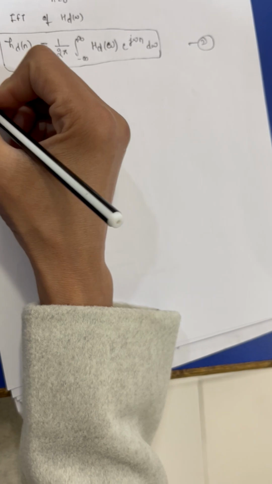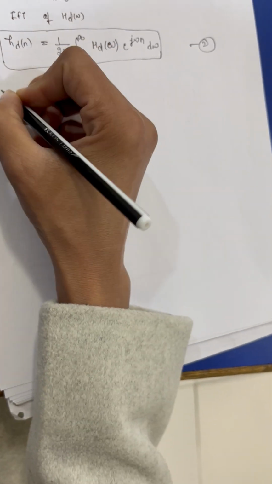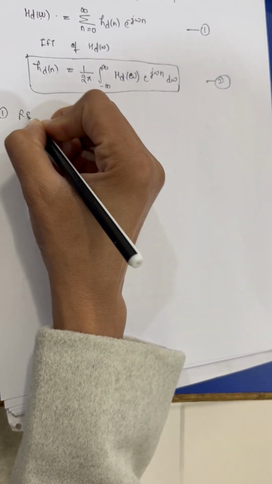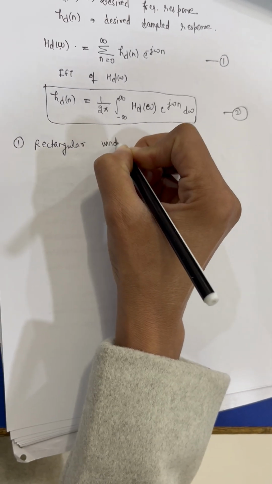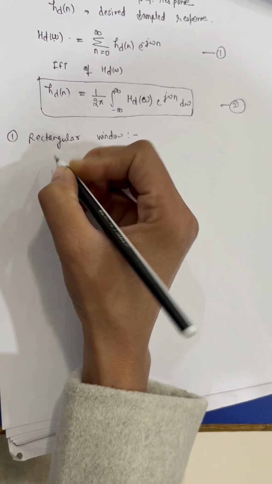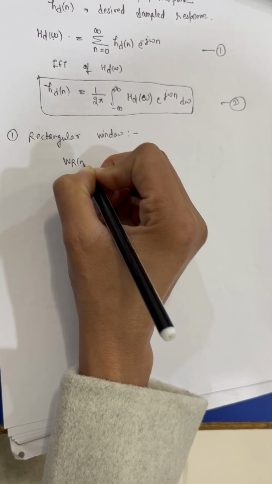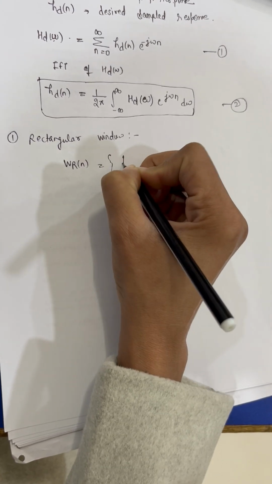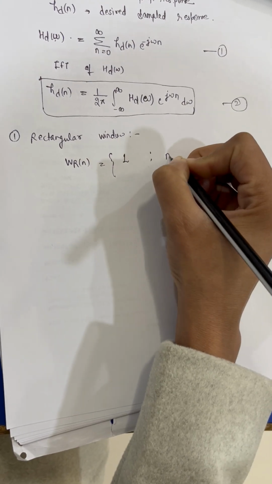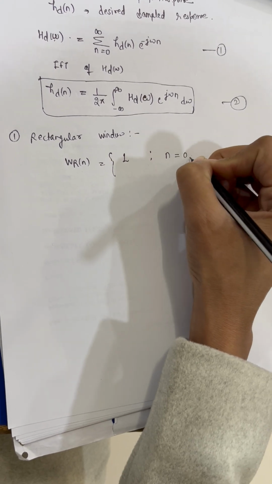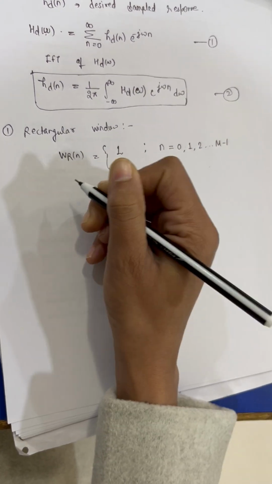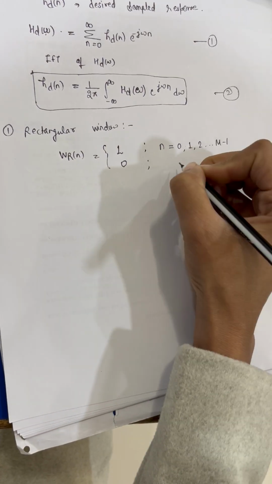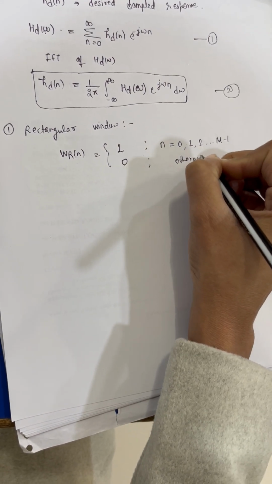For example, the first and very simple window is the rectangular window. It is defined by w_R(n), amplitude is 1 for the value of n that goes from 0, 1, 2 up to the length of the filter, that is M minus 1, and 0 otherwise.